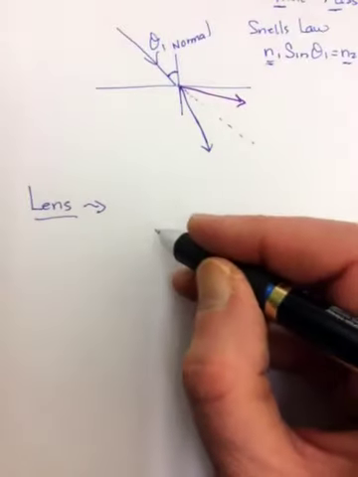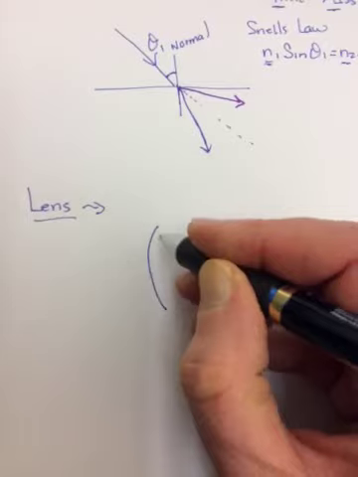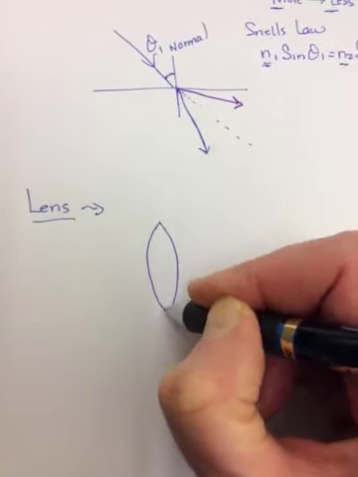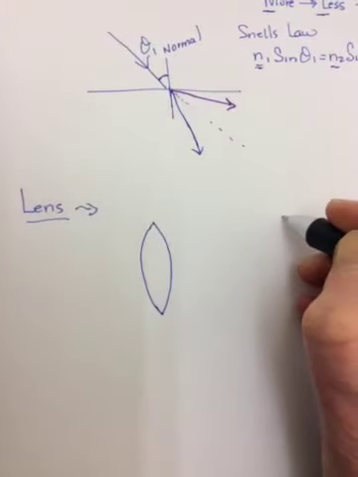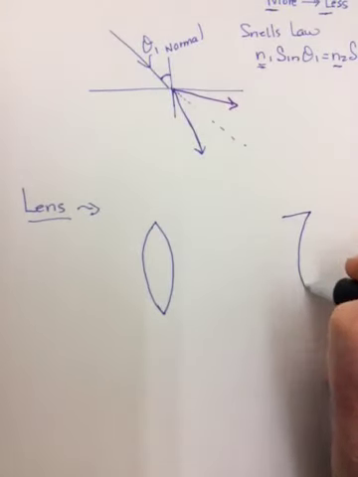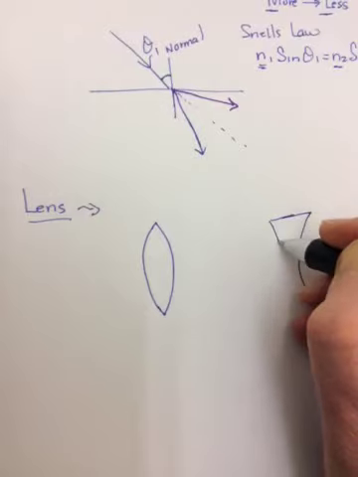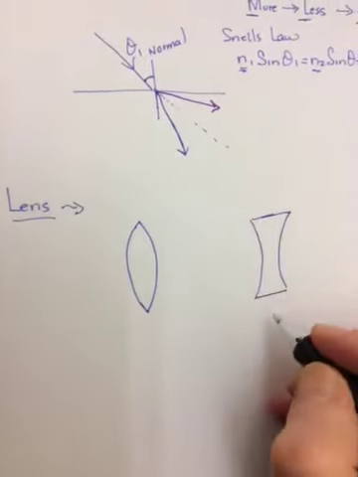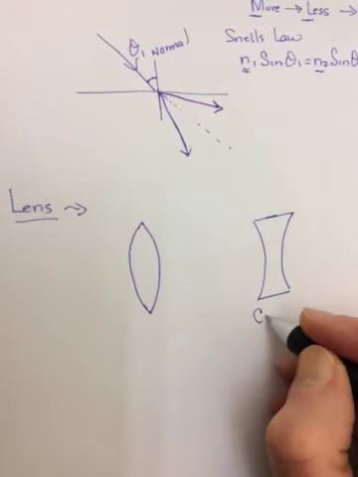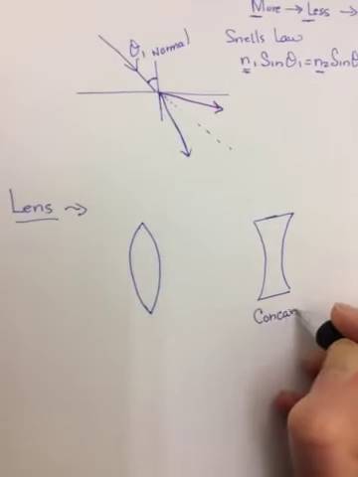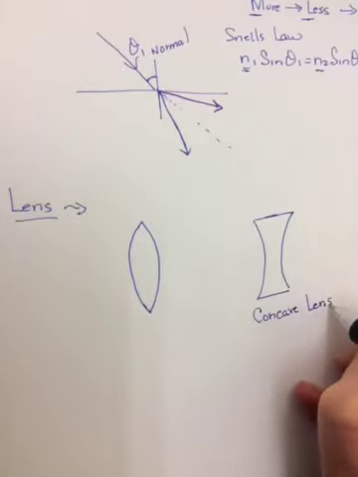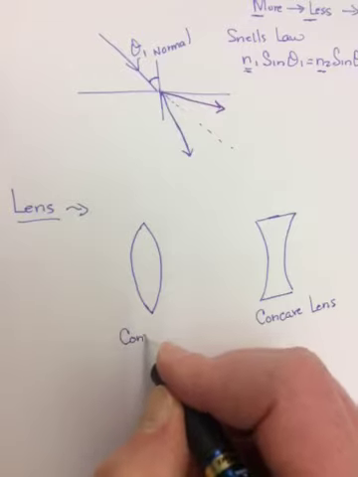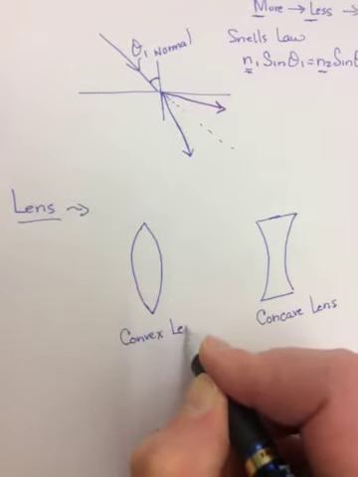Now there are two different types of lenses, concave and convex. Aren't you excited? Okay, so one that looks like this and one that looks like this. The one that caves in is called a concave lens, just like the mirror that caved in. And the one that bulges out is called a convex lens.